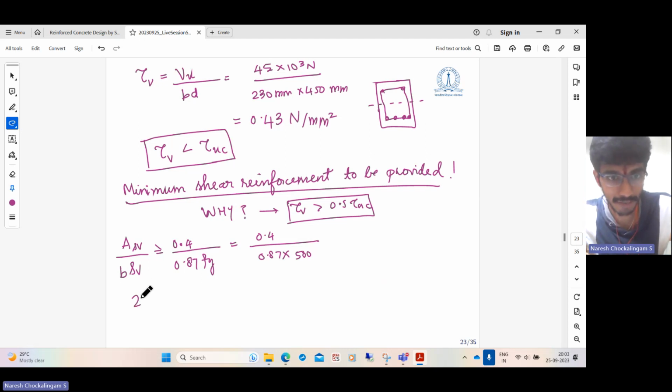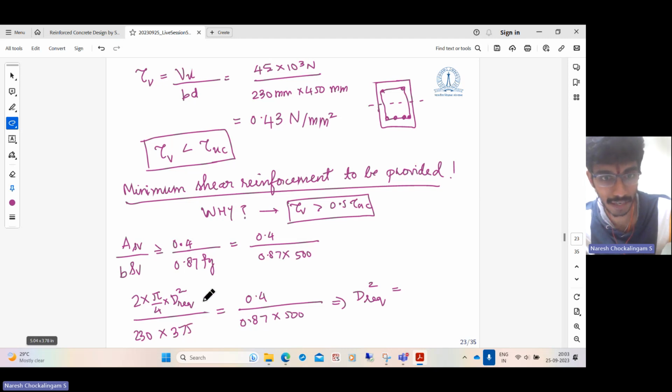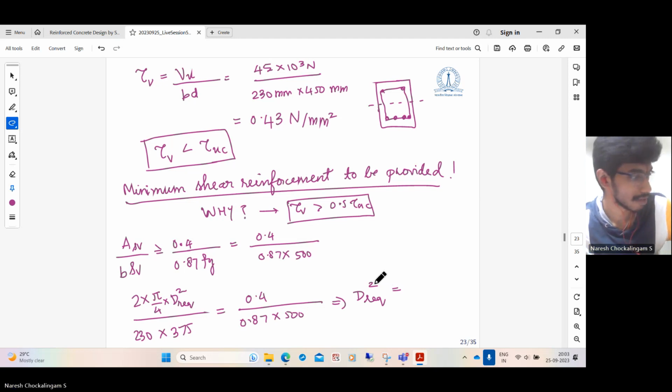So Asv is nothing but 2 times, because two legs are there, the area of 1 bar. It is pi by 4 d square. What is b? b is 230. Sv is 375. So this is d required, is equal to 0.4 by 0.87 into 500. So rearrange, you get d square required. If you take everything, you'll get 230 into 375 into 0.4 divided by pi by 2 into 0.87 into 500. So that comes out to be around 50.5.